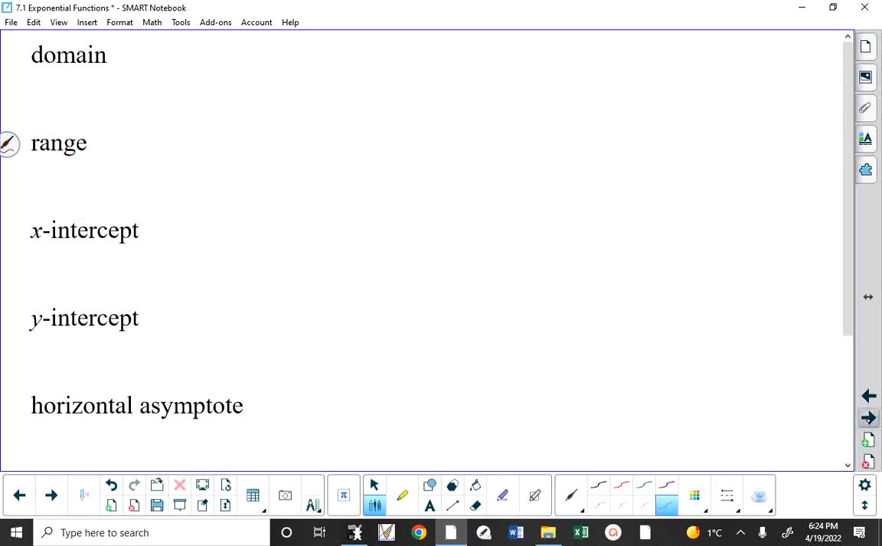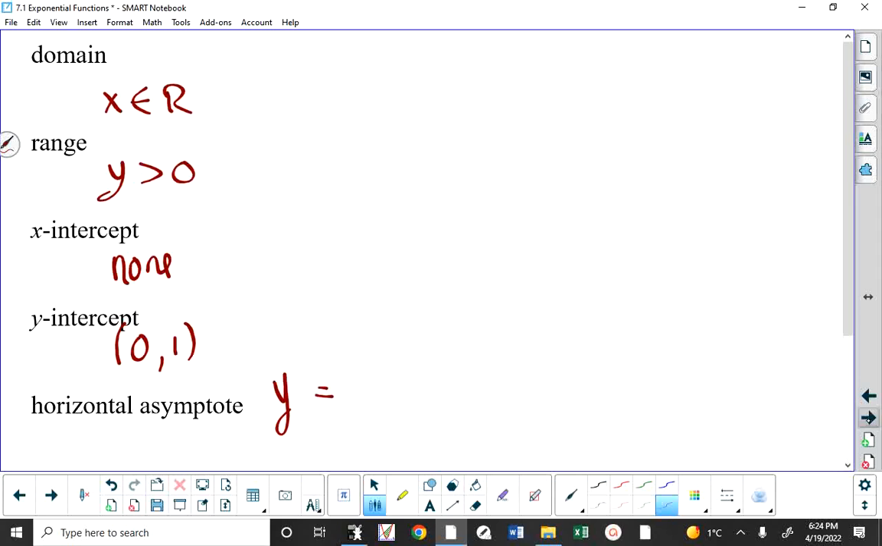What is the domain? Well, if you look at your graph, it extends in both directions horizontally. What is the range? y is greater than 0. There is no x-intercept. The y-intercept is at 1. And the horizontal asymptote again is the x-axis, which has an equation of y equals 0. So very, very basic introduction here to these functions.